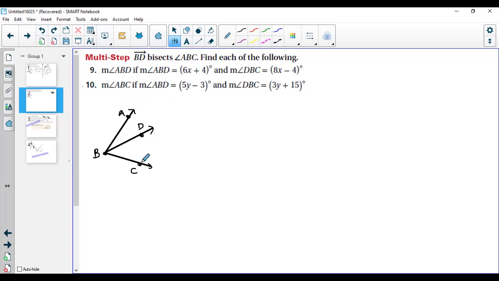Okay, angle ABC and BD bisects angle ABC, which means it is dividing both of them in two equal parts. Find each of the following. Angle ABD is 6x plus 4. So this angle is 6x plus 4. So can I also say angle DBC is also 6x plus 4? Yes, we can, because they are two equal angles, because they have been bisected.